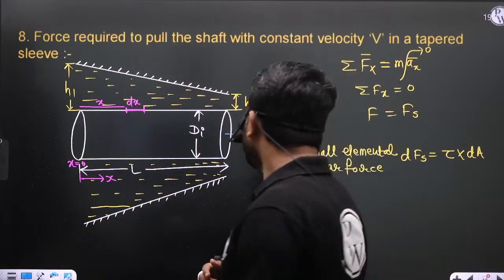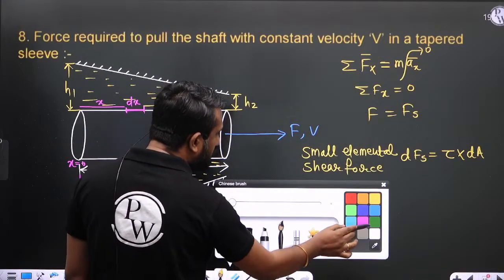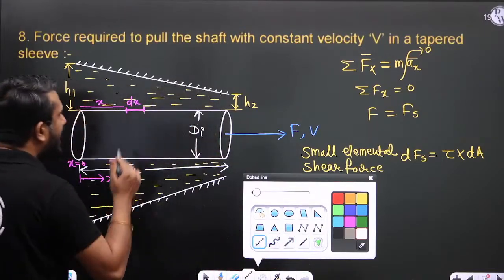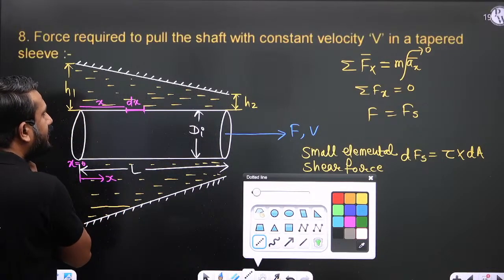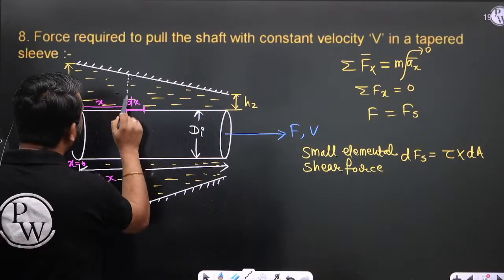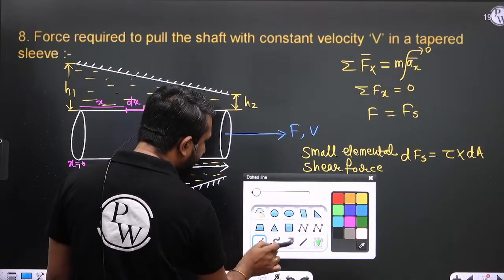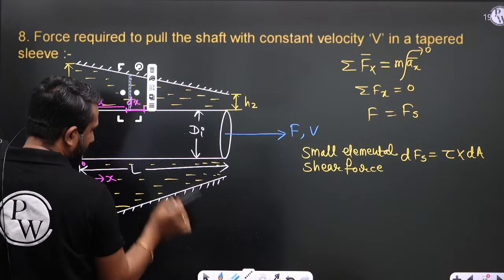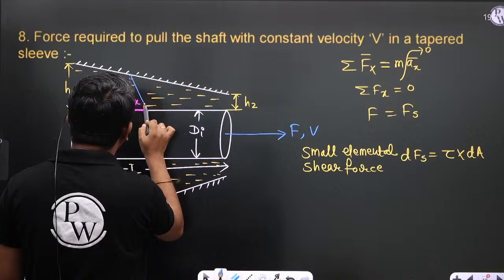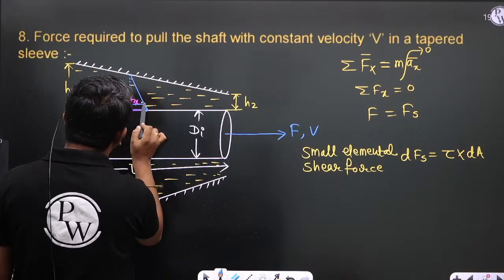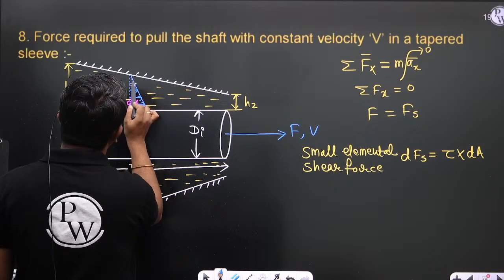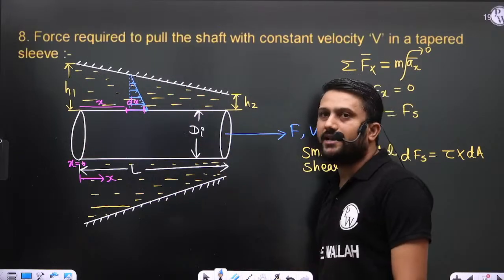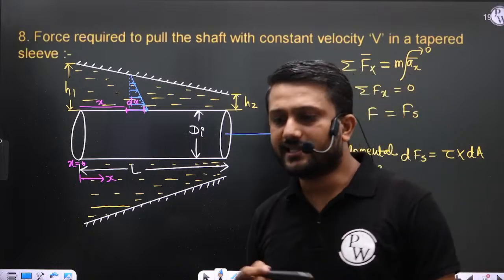Now tell me, what is tau? From Newton's law of viscosity, we can easily calculate tau. And here the velocity variation is not mentioned, so no problem. Assume the velocity variation as linear, right? This is the velocity variation. So calculate tau for this small elemental portion.